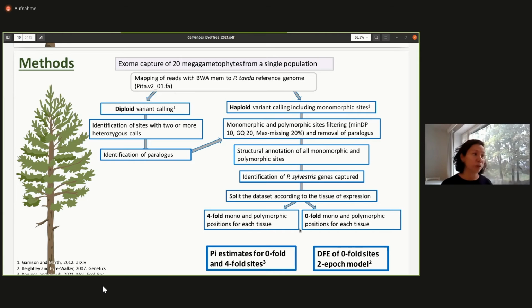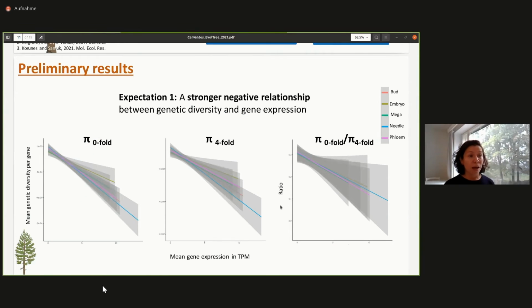So let's jump to the results, to our preliminary results. Our first expectation was, if selection is more efficient in the haploid stage, in the megagametophyte, our haploid tissue, we should expect to observe a stronger negative relationship between the genetic diversity and the gene expression. And as you can see here, megagametophyte is not the tissue that has the strongest negative relationship, neither for the 0-fold sites nor for the 4-fold sites.